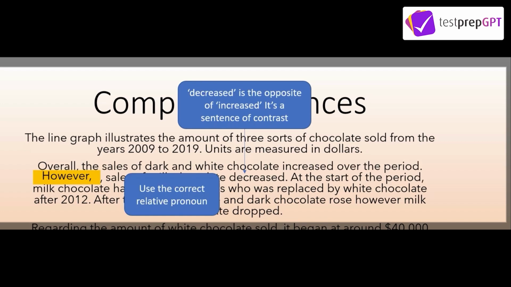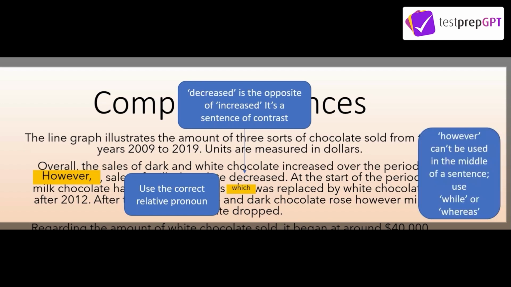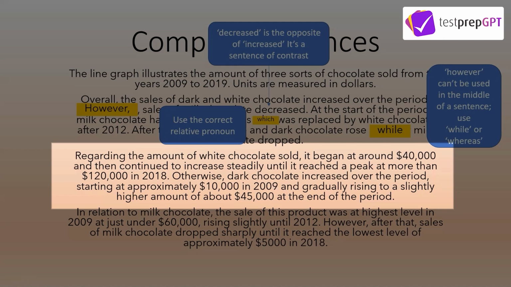Now let's move on to the next sentence. We need to use the correct relative pronoun. So who should be which? And then in the final sentence, you have however in the middle of the sentence. This doesn't work. However must be used only at the beginning of a sentence. If you want to express contrast in the middle of a sentence, use while or whereas instead. Okay, let's move on to paragraph 2.